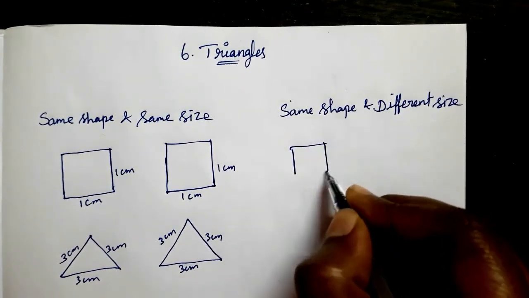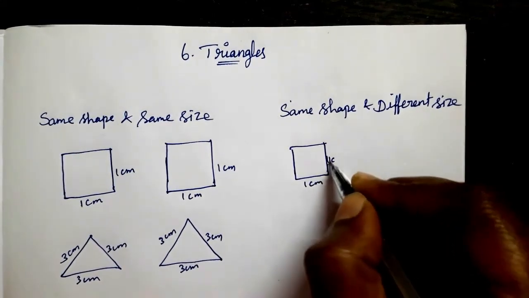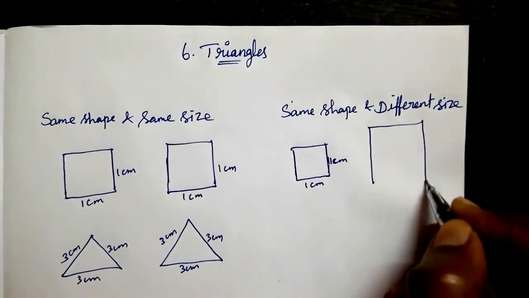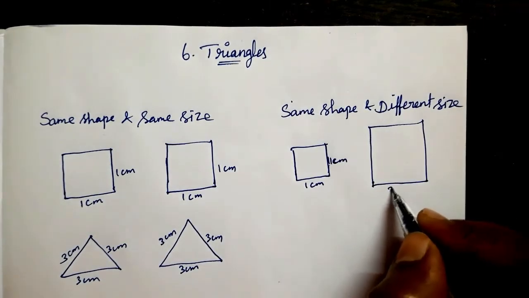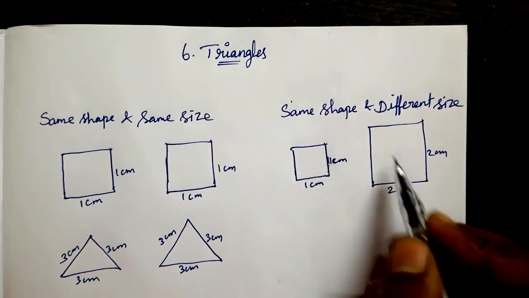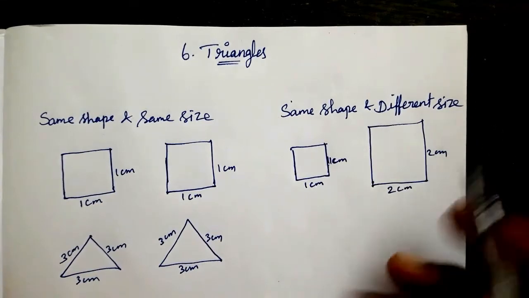Now let us consider a unit square, 1 centimeter for all the four sides, and another square, all the four sides here 2 centimeter. Here having same shape but different sizes. It is the example for same shape and different size.